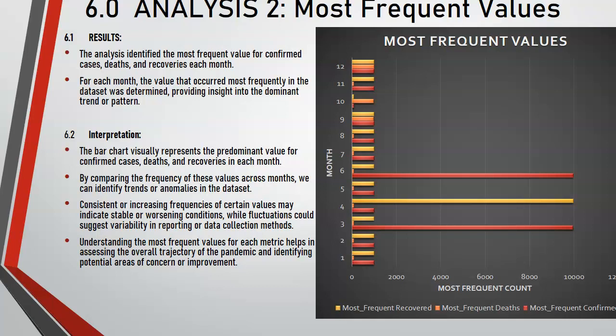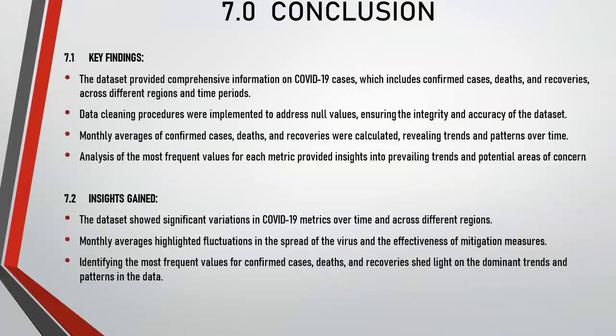The bar chart visually represents the predominant value for confirmed cases, deaths, and recoveries in each month. By comparing the frequency of these values across months, we can identify trends or anomalies in the data set. Consistent or increasing frequencies of certain values may indicate stable or worsening conditions, while fluctuations could suggest variability in reporting or data collection methods. Understanding the most frequent values for each metric helps in assessing the overall trajectory of the pandemic and identifying potential areas of concern or improvement.